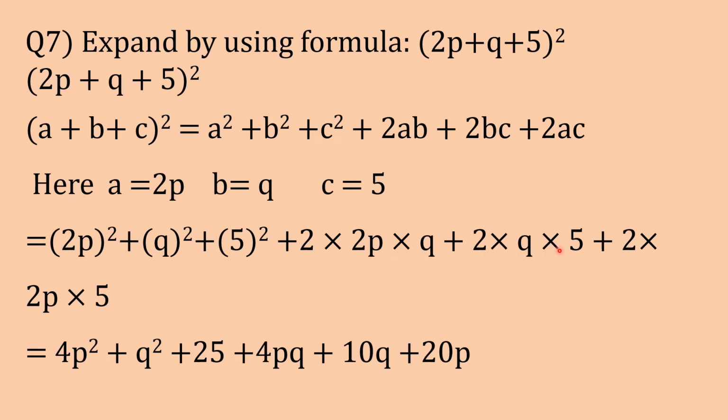Then plus 2 into q into 5. So 2 fives are 10, so I wrote 10 into q, plus 2 into 2p into 5. So 2 twos are 4, 4 into 5, 20. So I wrote 20 and p is there. So variable p, so further you cannot solve. So this is your answer. So expansion of 2p plus q plus 5 the whole square equal to 4p square plus q square plus 25 plus 4pq plus 10q plus 20p. Okay. Now moving to next sum.